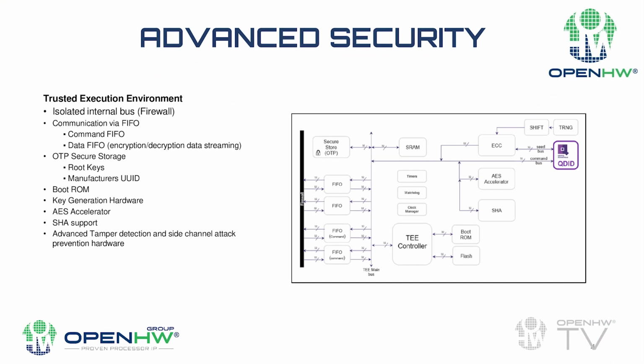Of course, we have the boot ROM, so you've got the boot ROM down here. That's going to run through the boot process of checking its own firmware on the E20, and then I'll take you through how that then checks the application firmware that's running on the other RISC-V core. We've got key generation hardware, so the QDID generates cryptographic seeds, and they're put through the ECC, and we generate asymmetric key pairs of RSA, maybe ECC, whatever. We've got our AES accelerator, and of course we've got our SHA support for integrity checking.